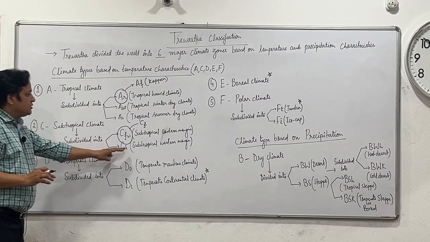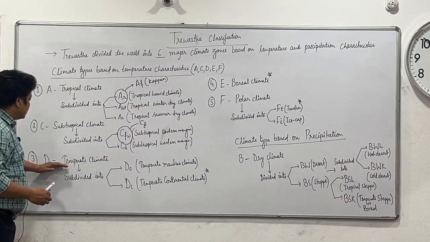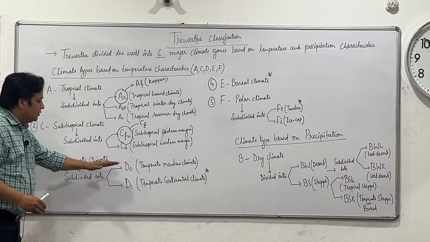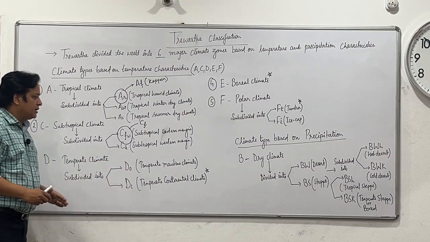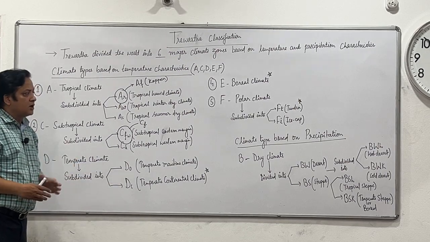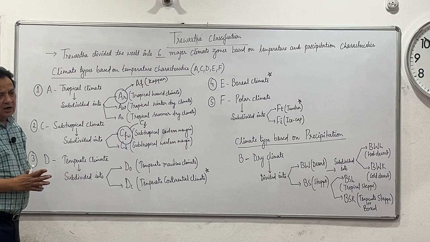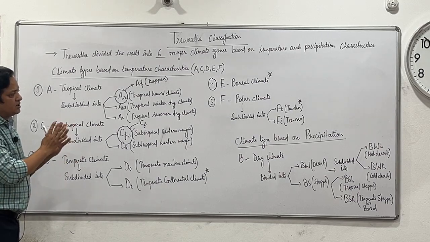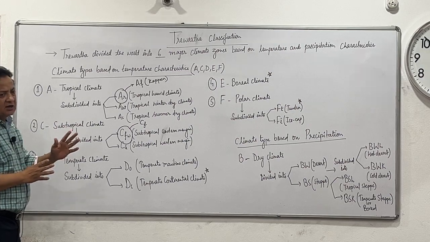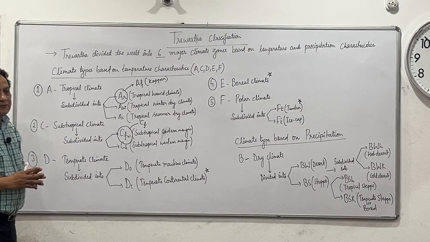Then Cs type, that is your subtropical western margin climate. Likewise, you have D, which is divided into Do and Dc type. Do is your temperate oceanic climate, Dc is your temperate continental climate. E is your boreal climate, and F is your polar climate. This particular climatic type has been subdivided again into two types, that is Ft and Fi.